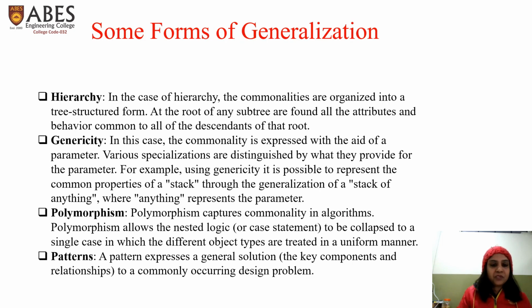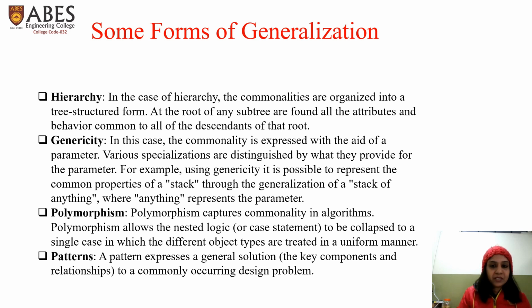These are some forms of generalization: hierarchy, genericity, polymorphism, and patterns. In hierarchy, the classes are organized into a tree-structured form. At the root of any subtree are found all the attributes and behavior common to all of the descendants of the root. In genericity, the classes are expressed with the aid of parameters. Various specializations are distinguished by what they provide for the parameters.